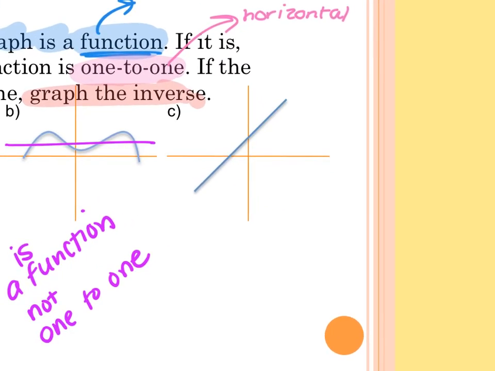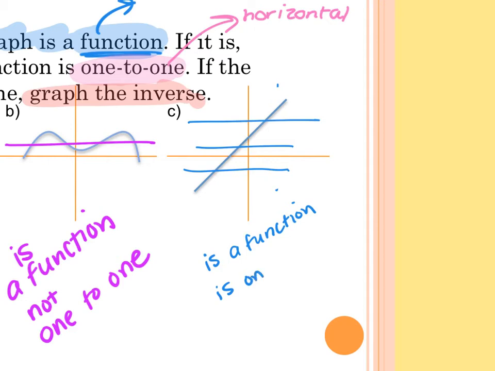Then we go to C. Does it pass the vertical line test? It is a function. Does it pass the horizontal line test? Yes. It is 1-to-1. Now I have to find the actual graph of the inverse. So to do this, I don't have points. I'm just going to plot the points.